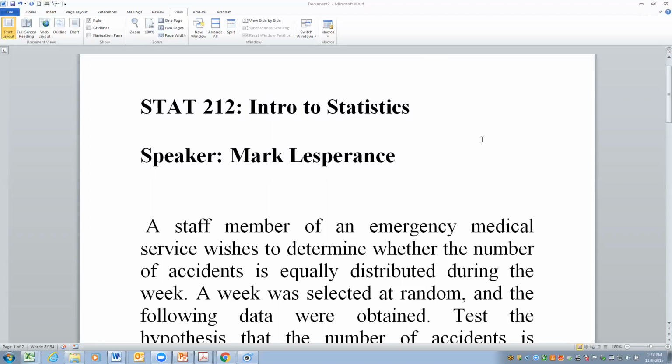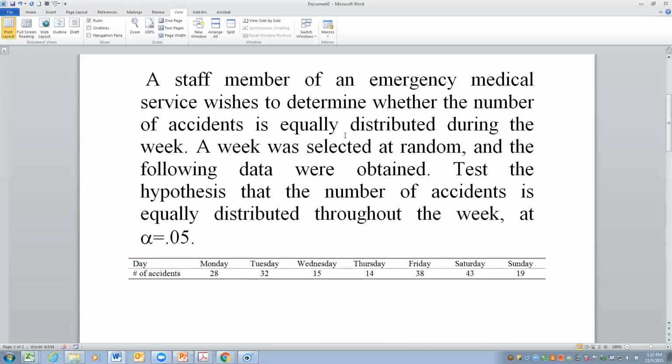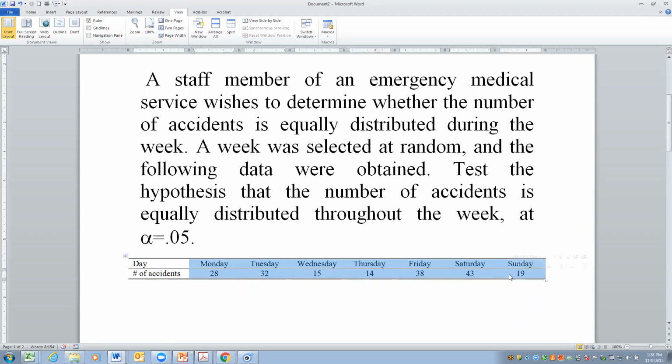The first example we're going to do is: suppose that we have a staff member at Emergency Medical Service who is determining whether the number of accidents is equally distributed during the week. A week was selected at random and the following data were obtained. We're going to test the hypothesis that the number of accidents is equally distributed throughout the week at an alpha equals 0.05 level. And we have the following number of accidents observed on each day.